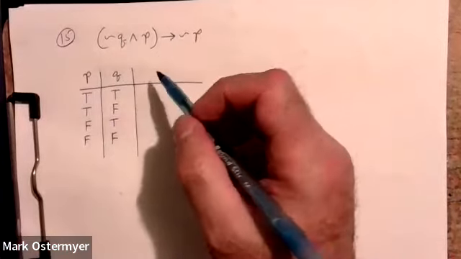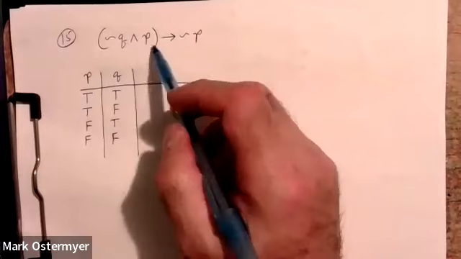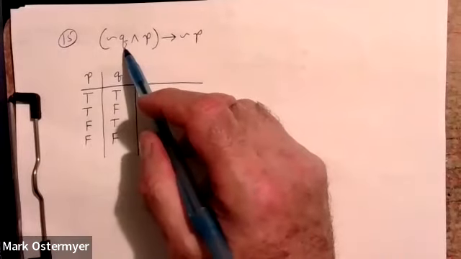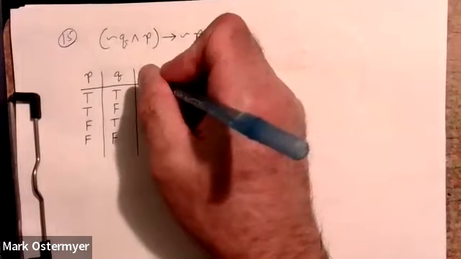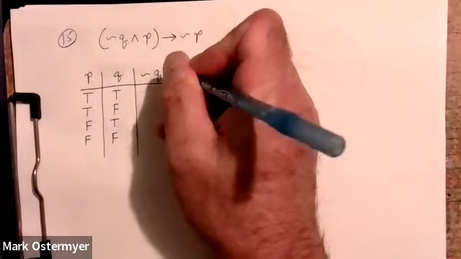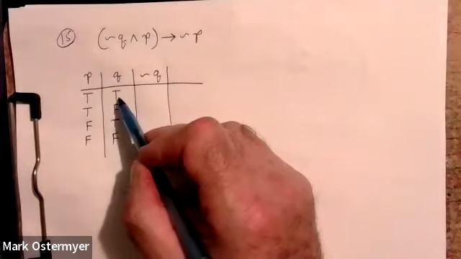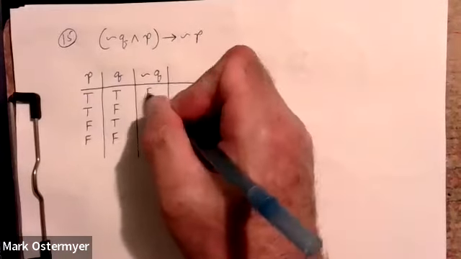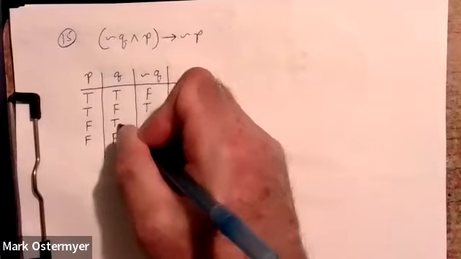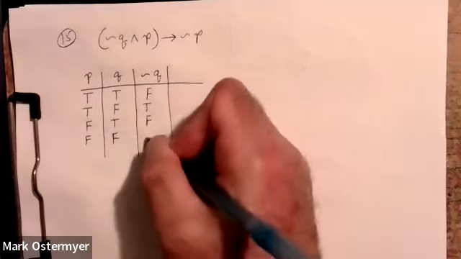Order of operations, or the hierarchy, says I'm inside parentheses first, and I'm going to have to deal with the negation of Q. Therefore, I'll have a not Q column added on. And we just negate the Q column. Negation of true is false. Negation of false is true. Negation of true is false. Negation of false is true.